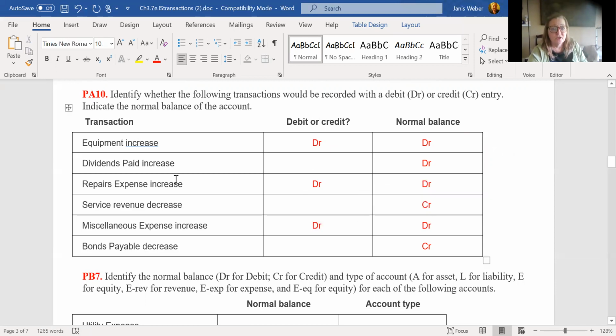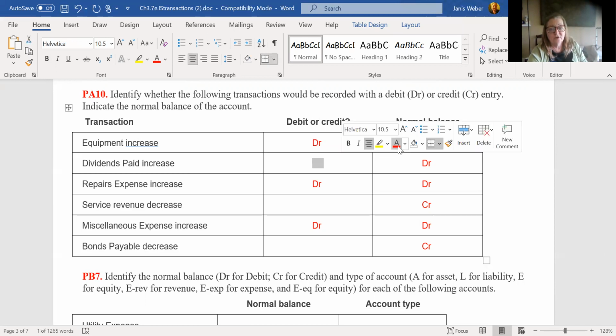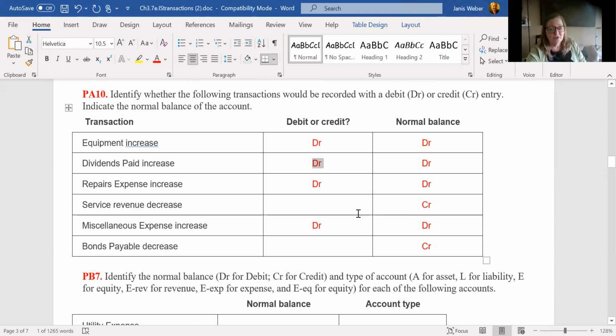But now here's the other ones. Dividends paid, the normal balance is a debit. So if I increase it, oh, I skipped that one. I should have done that when I was doing all the increases. So we had four increases this time, which is nice because that's just the normal balance. But then the decreases are the opposite.